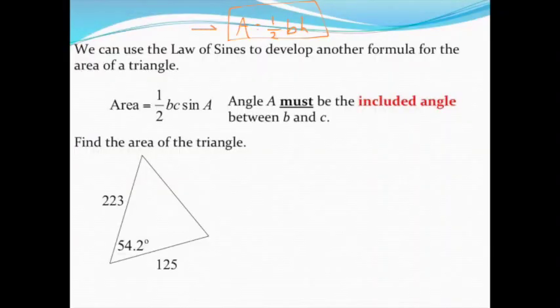I'm sure everyone out there is familiar with this formula up here, 1/2 base times height to find the area of a triangle, but it turns out that there are some other formulas we can use as well. In this video, we'll take a look at one formula that involves using the sine to find the area of any triangle, not just a right triangle.